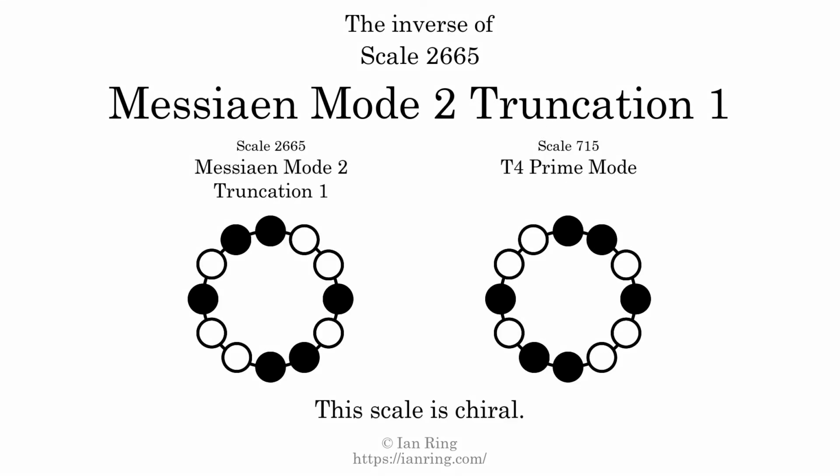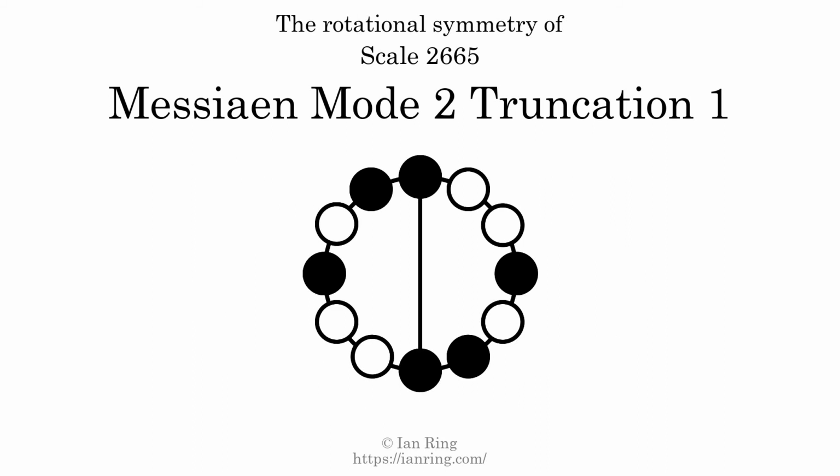The inverse of a scale is a mirror image. It is what you get when the sequence of intervals is reversed. The inverse of this scale is scale 715, also known as T4 prime mode. This scale is chiral. It cannot transform into its inverse by rotational transformation. This scale has rotational symmetry at 6 semitones.